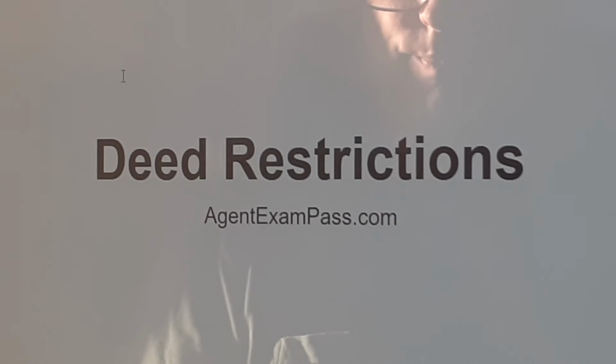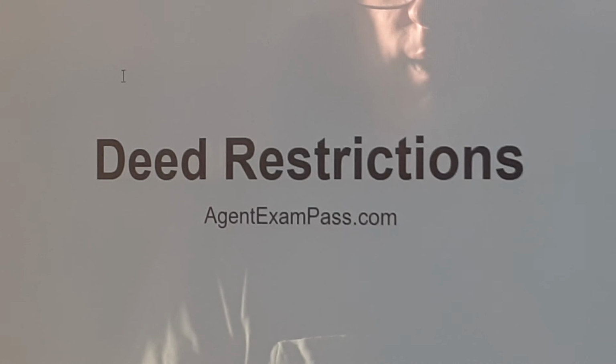Deed restrictions. Limitation on use of property. A deed restriction is a limitation on the way a property may be used. Deed restrictions are most often the writing of conditions, covenants, and restrictions (CC&Rs) into the deed of a property. Remember that deeds are used to transfer title of real property from one person to another.